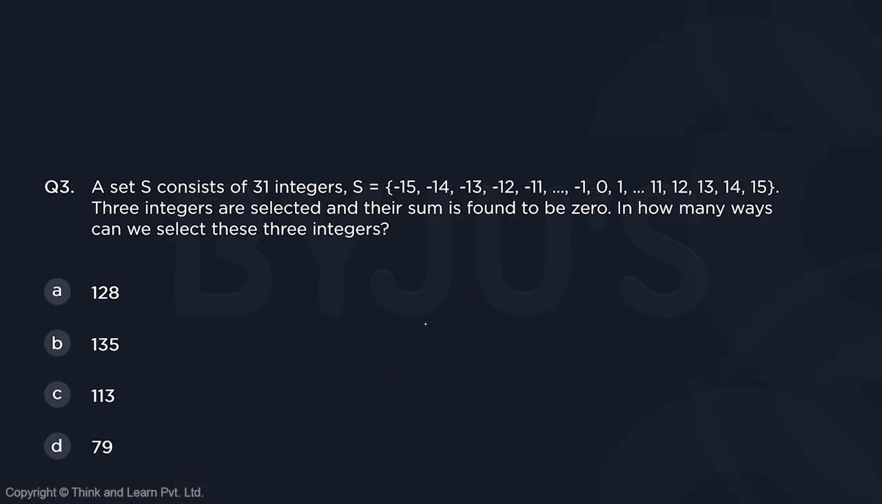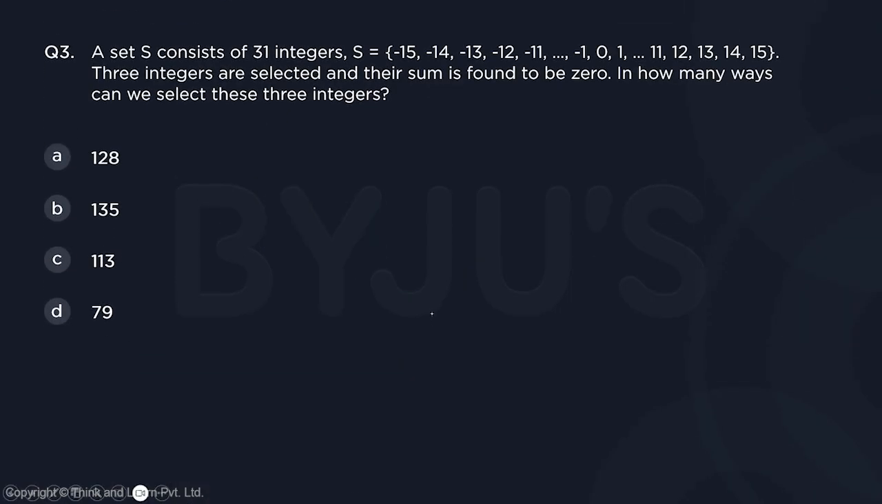Looking at the third question, let's take a look at it. We have a set of 31 integers starting from -15 going on to +15, with a 0 included. All of them are integers. We are picking 3 integers at random and we found the sum to be 0. In how many ways can we select these 3 integers?